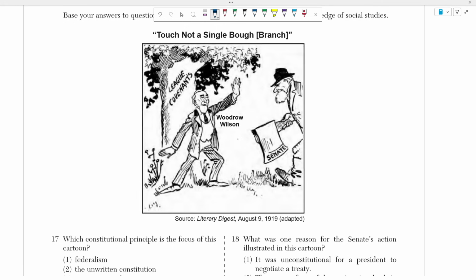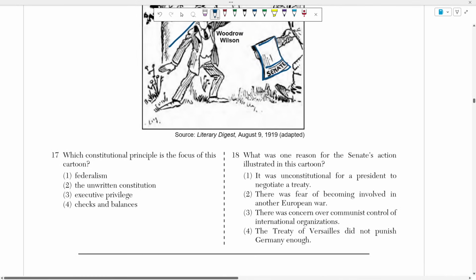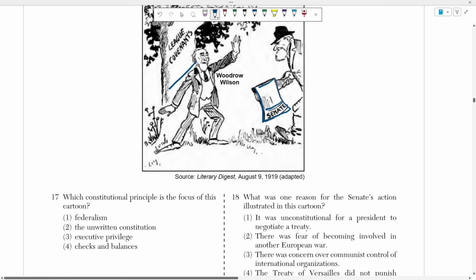However, when Woodrow Wilson tried to start it, it was very unsupported by Americans, and it was a very, very weak league that didn't really go anywhere, right? And we can see this because the Senate really didn't support it. So the author of this political cartoon is trying to say how the Senate is going to chop down this League of Nations, right? So 17 asks us which constitutional principle is the focus of this cartoon. Well, that's going to be checks and balances.